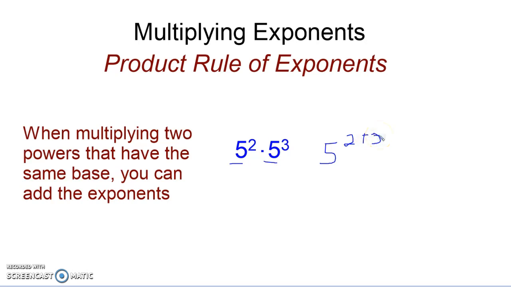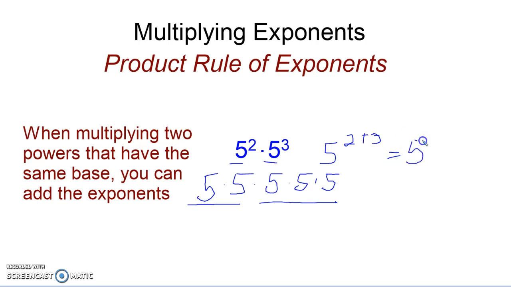Now, the reason this works is that when you have 5 squared, that is 5 times 5. And if it's multiplied by 5 cubed, then you have 5 times 5 times 5. So in this area here, you have 5 squared and 5 cubed being multiplied. So this is 1, 2, 3, 4, 5 5s. So if you have 5 to the 2 plus 3, that's going to be equal to 5 to the 5th. So you can see that this works.